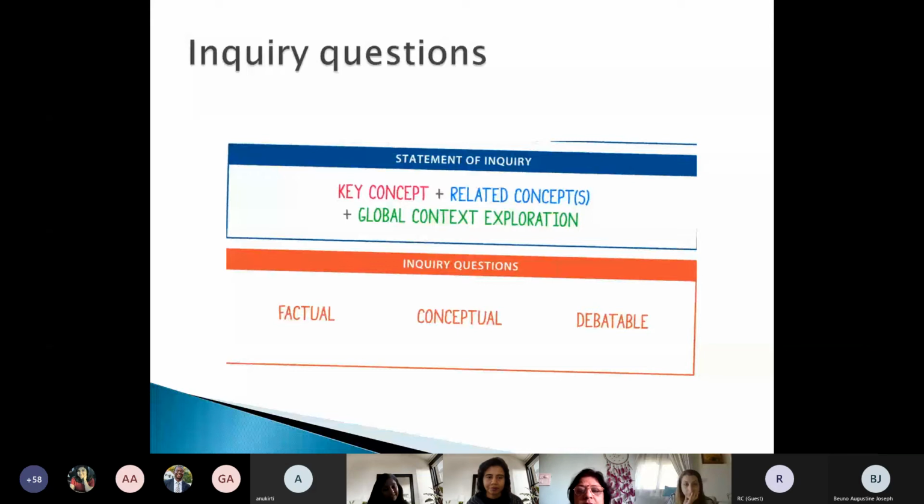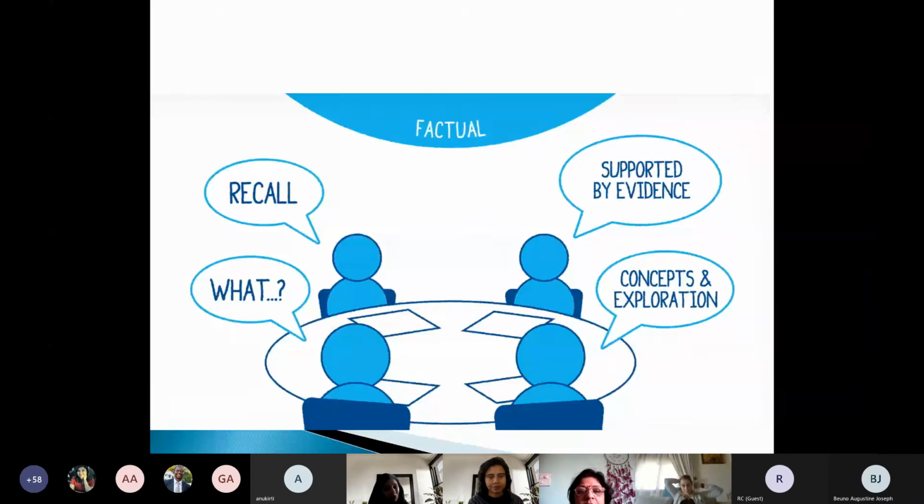So I'll give you one example. So we have the three sets of questions, which are factual, conceptual, and debatable, which are of course guided by the line of inquiry. So, let me first explain what these questions are before we move on to line of inquiry. There are three sets of questions: factual, which are based on what. So they have a specific answer. They can be supported by evidence.